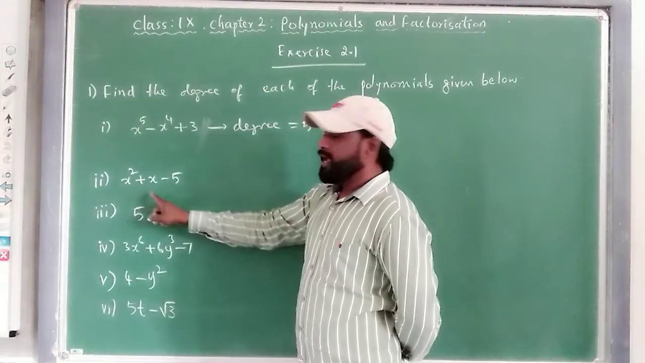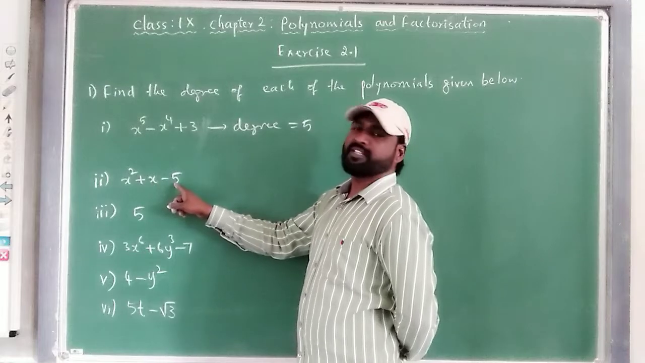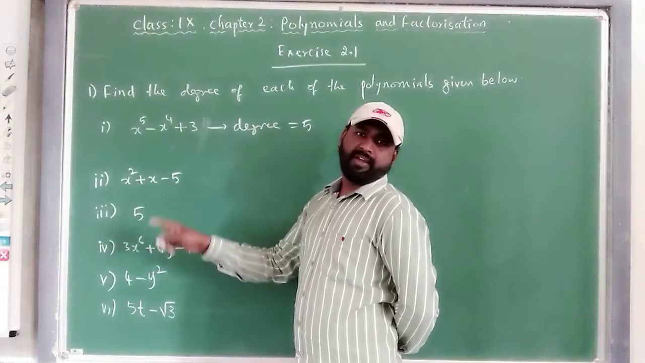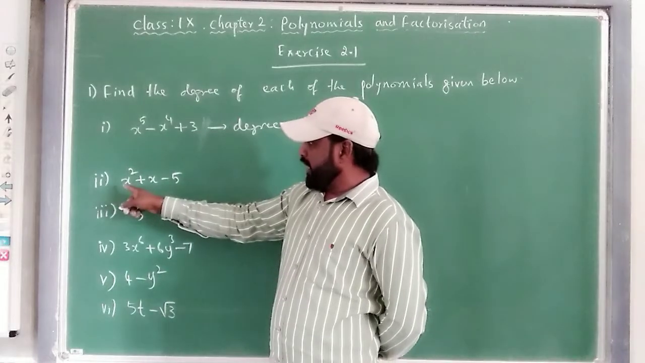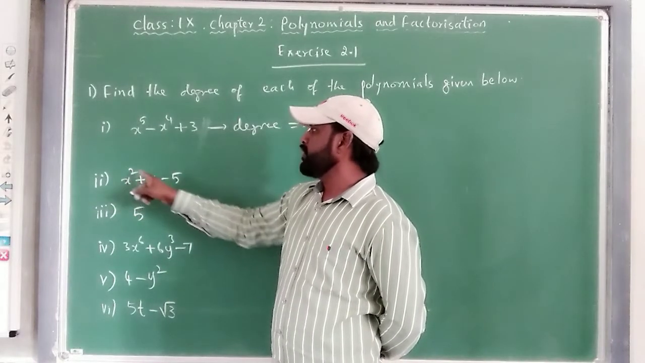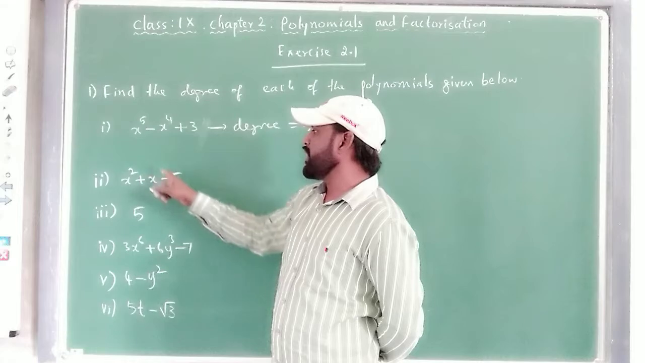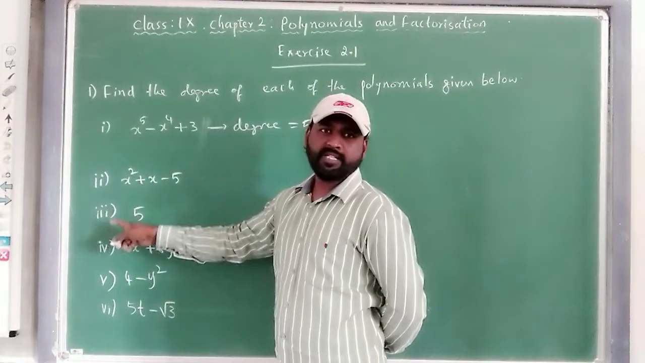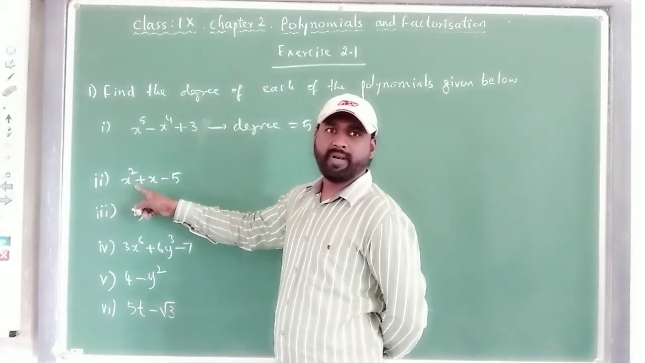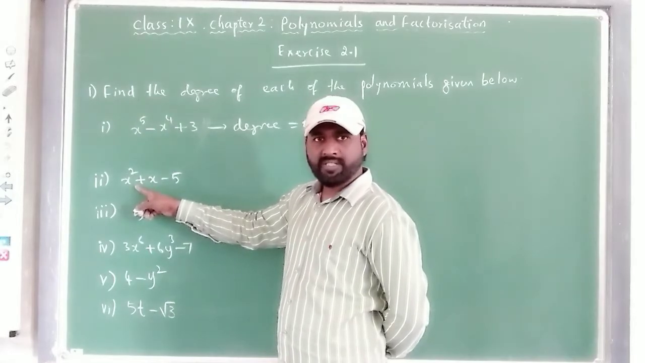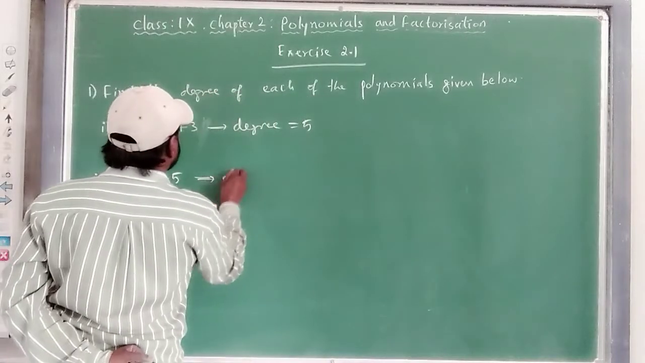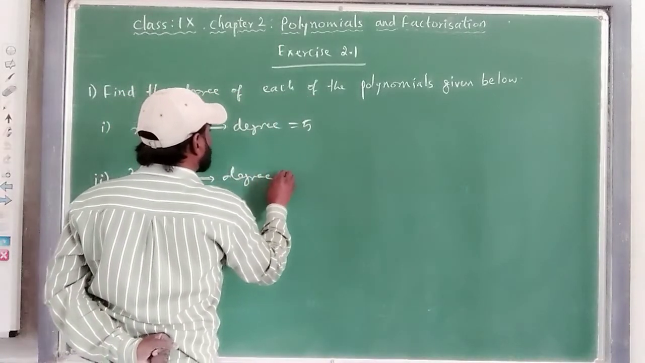See the next one, x square plus x minus 5. What is the variable in this polynomial? x is the variable. Its exponent in the first term is 2, in the second term is 1, and in the third term is 0. But what is the highest one? 2 is the highest exponent of the variable x. So this will become the degree of this polynomial. The degree of this polynomial is 2.